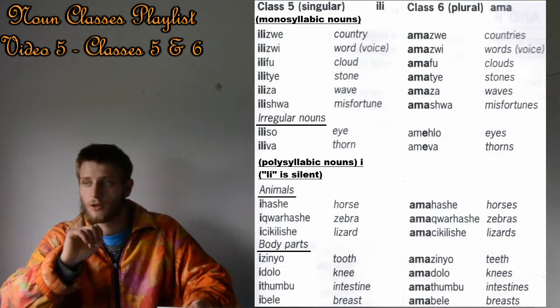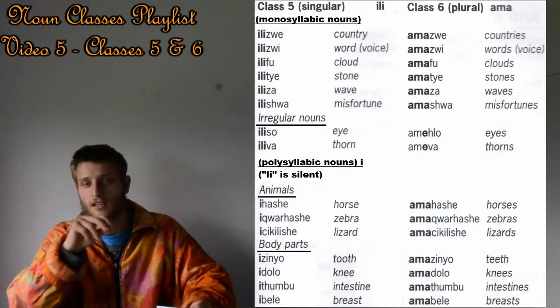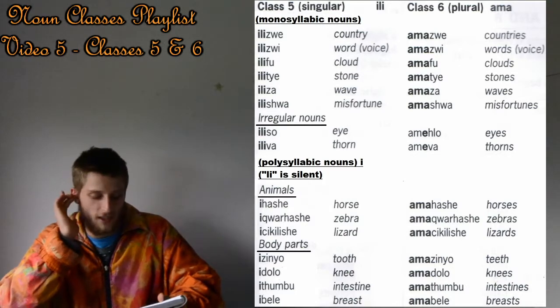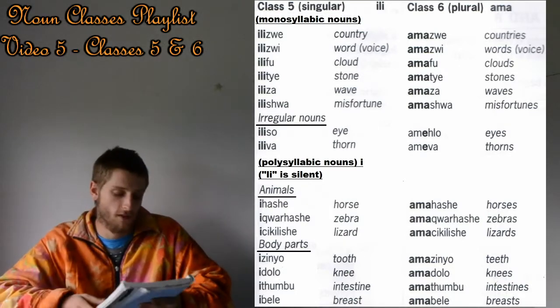So if you see the word amahashe and then you see ihashe, then you know that there's a silent li there for hashe. But these are the sort of things that you just learn over time as well.